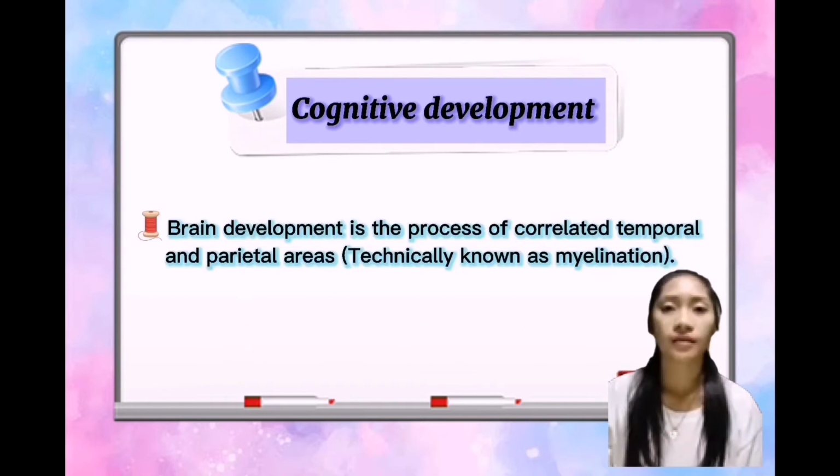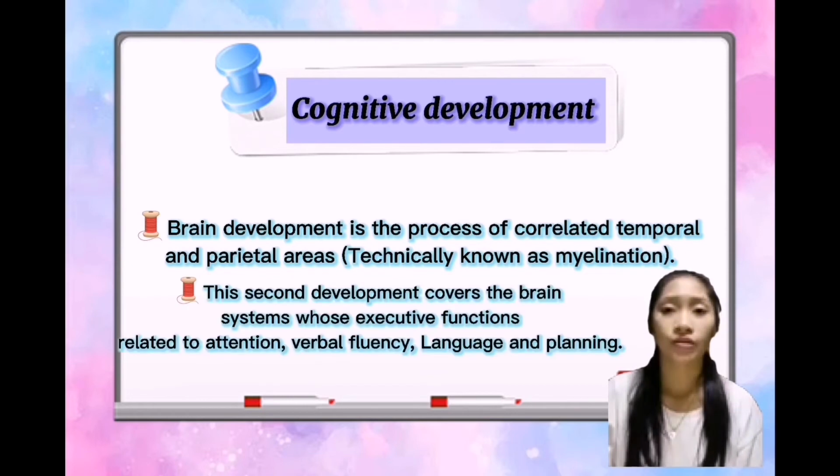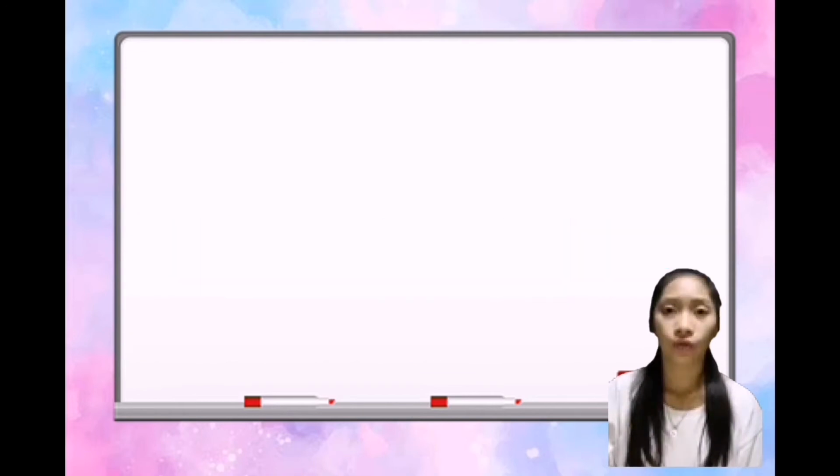Brain development is the process of myelination of correlated temporal and parietal areas. This development covers the brain systems whose executive functions relate to attention, verbal fluency, language, and planning. The adolescent begins to acquire spatial awareness and formulate abstract or general ideas involving numbers, order, and cause-effect. All these changes propel the adolescent from the world of sensible and concrete thoughts to the world of the possible and universal ideas, for example, the general ideas about good, true, and beautiful.